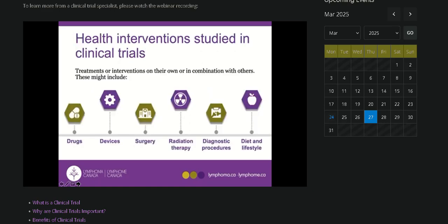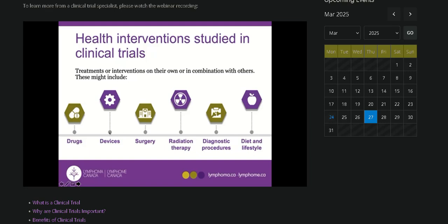So while we often think about these health interventions or these therapies and treatments that we study in clinical trials being drugs, which are definitely one thing that we can study in clinical trials, we can also use clinical trials to look at other treatments or interventions. Could be by themselves or could be in combination with others. So these list all of the things that we can study using clinical trials.